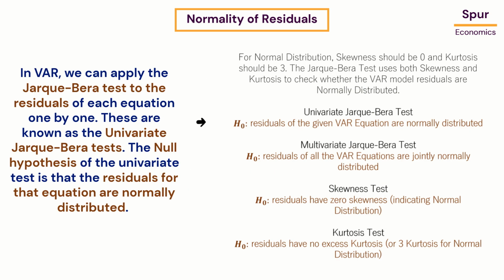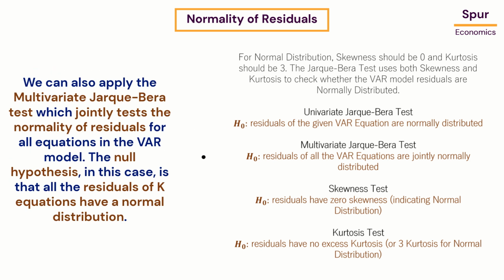In VAR, we can apply the Jarque-Bera test to the residuals of each equation one by one. These are known as the univariate Jarque-Bera tests. The null hypothesis of the univariate test is that the residuals for that equation are normally distributed. We can also apply the multivariate Jarque-Bera test, which jointly tests the normality of residuals for all equations in the VAR model. The null hypothesis, in this case, is that all the residuals of K equations have a normal distribution.